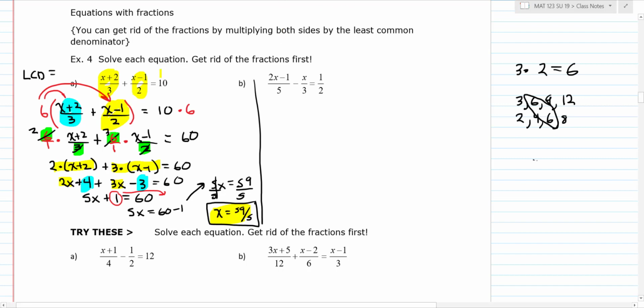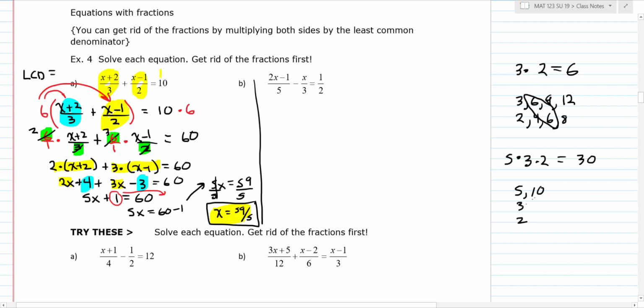And again, what we have is 5, 3, and 2. Now, if you multiplied that, you would get 30. So 30 will work. Or you can do it this way. You can just count by the biggest number. This is the way I do this a lot of times. Just count by the biggest number.